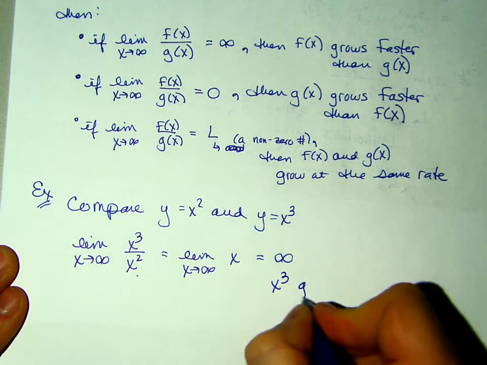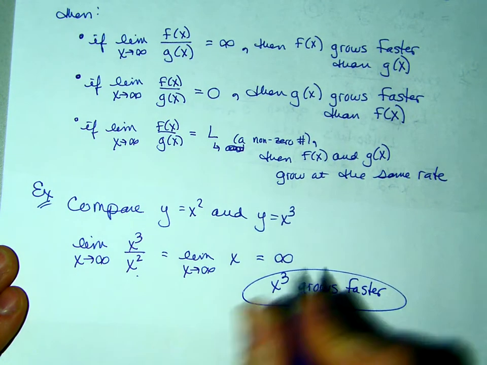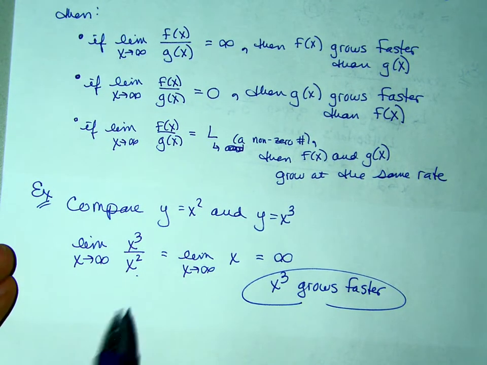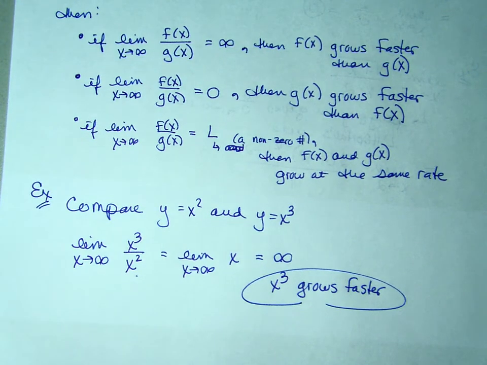Which grows faster, the top or the bottom? X cubed grows faster. Now, if instead you set up this problem so it was x squared over x cubed, you'd simplify that to 1 over x. Your limit would be 0, which means the bottom grows faster, which is still x cubed. Doesn't matter how you set things up, you'll still get the same answer of what is growing faster.